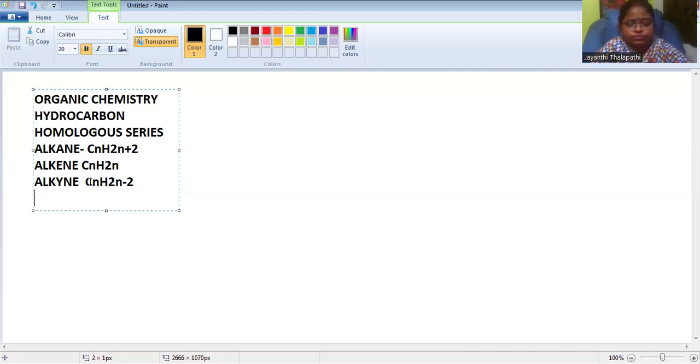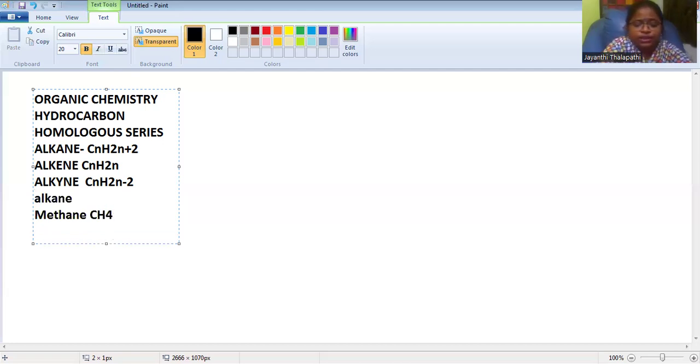Under alkane, the first compound is methane. What is the formula? We have to use the general formula here, CnH2n+2. If C is only 1, which means carbon 1, then hydrogen is 2 into 1, because n is 1, 2 into 1 plus 2, which is 4. So C1H4. You no need to mention this 1, so we write CH4.